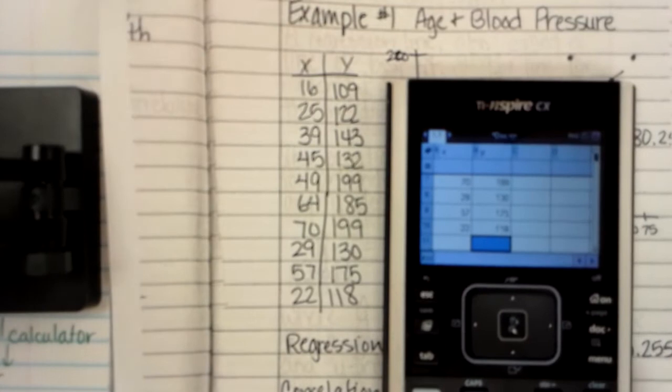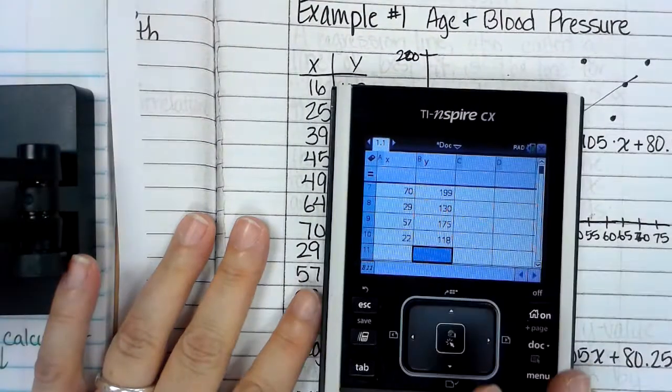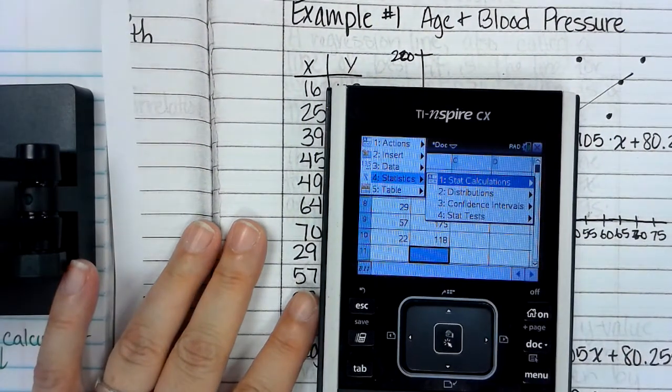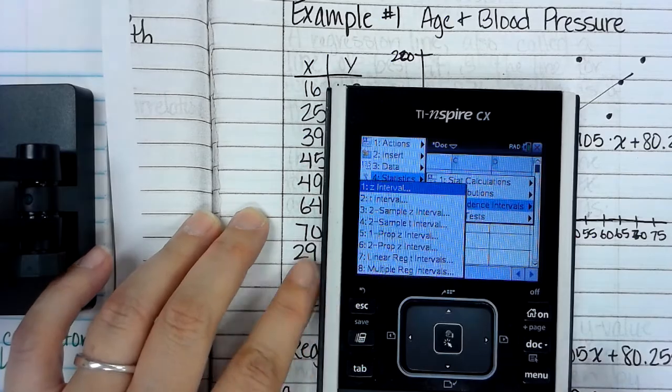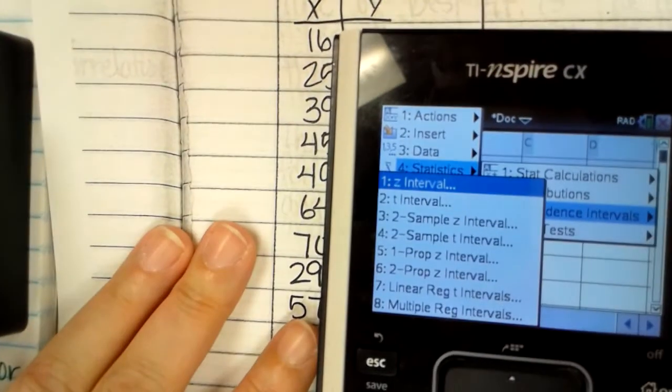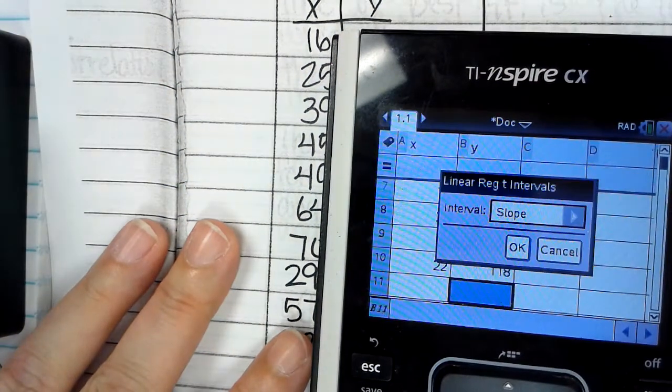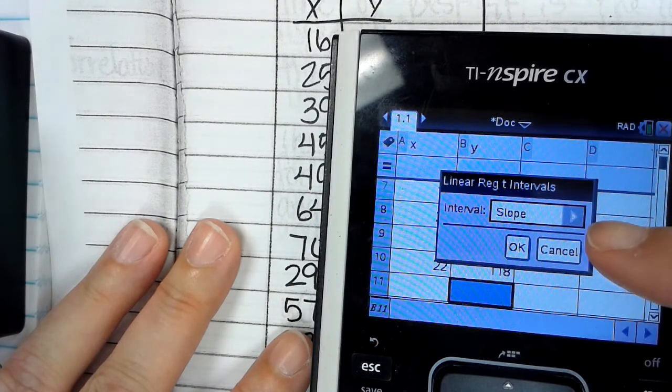then slope. So we don't even have to change to a different screen. All you have to do is push menu 4, 3 for confidence intervals, and 7 for linear regression t intervals. That's what we're doing. So 437, make sure it says interval slope.